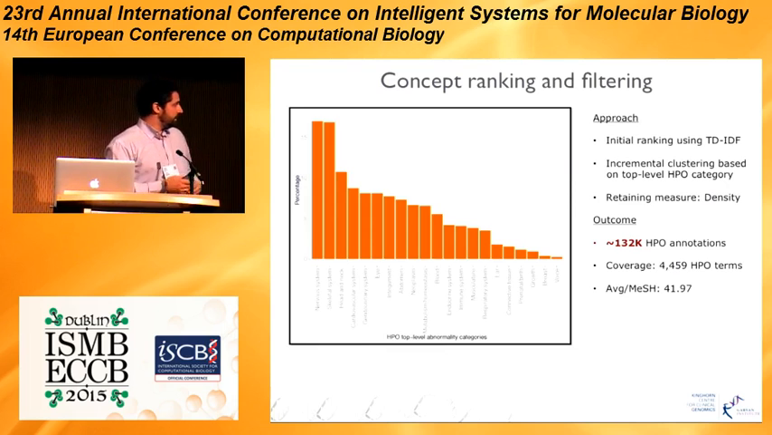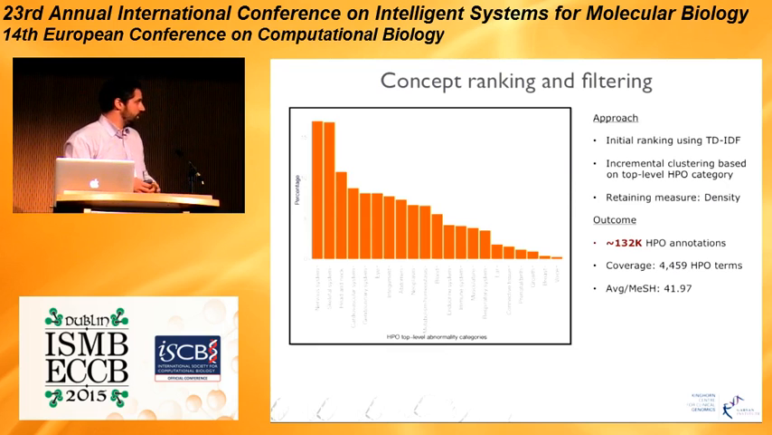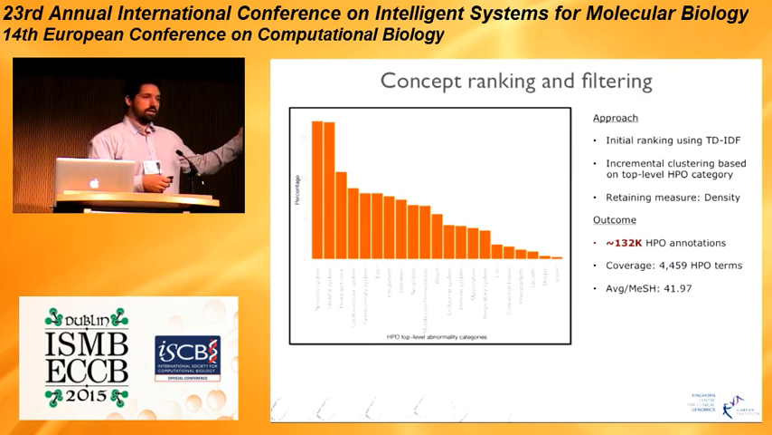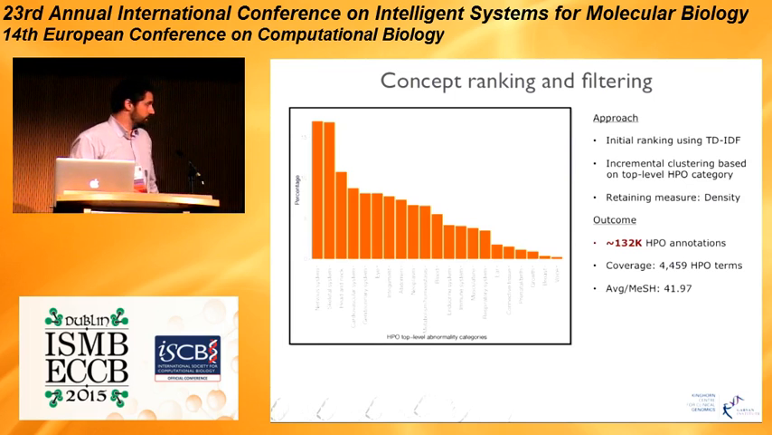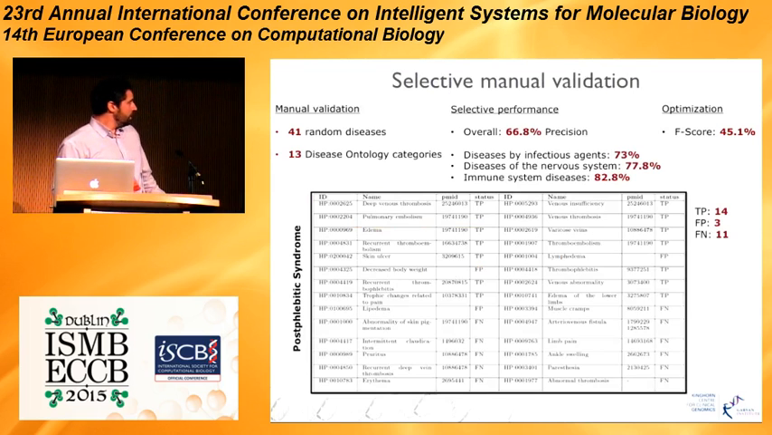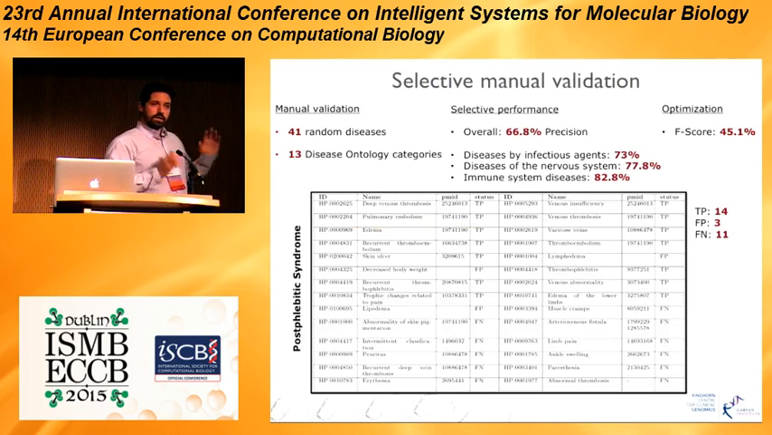At the end of this process, we ended up with around 130K HPO annotations, with a coverage of more or less half of HPO, and an average of around 41 annotations per MeSH disease. And you can see here the distribution of the types of phenotypes that we've covered in this data set.